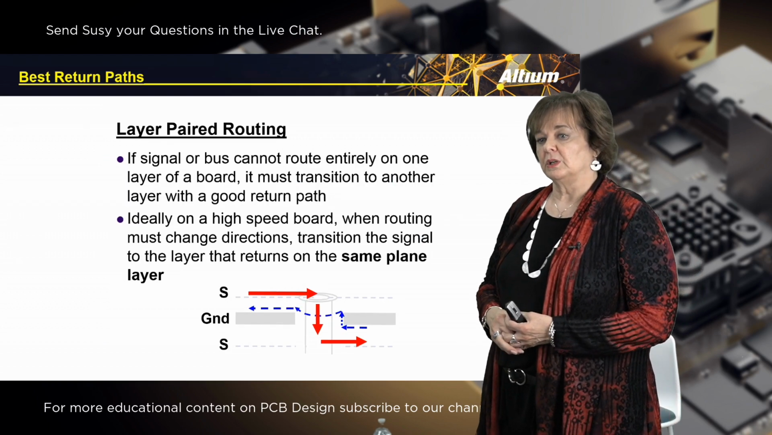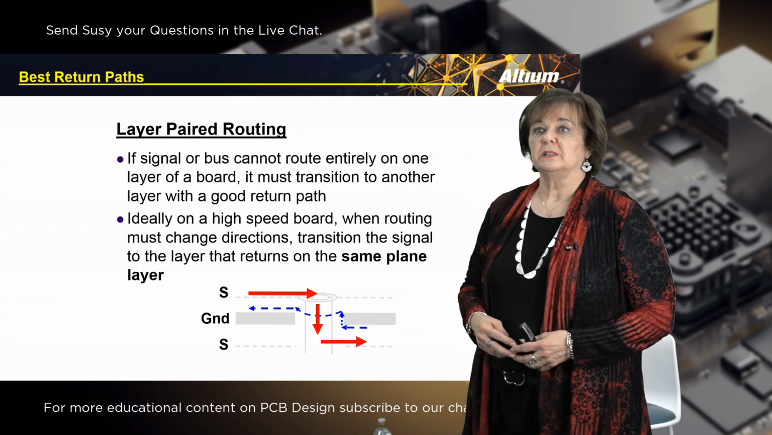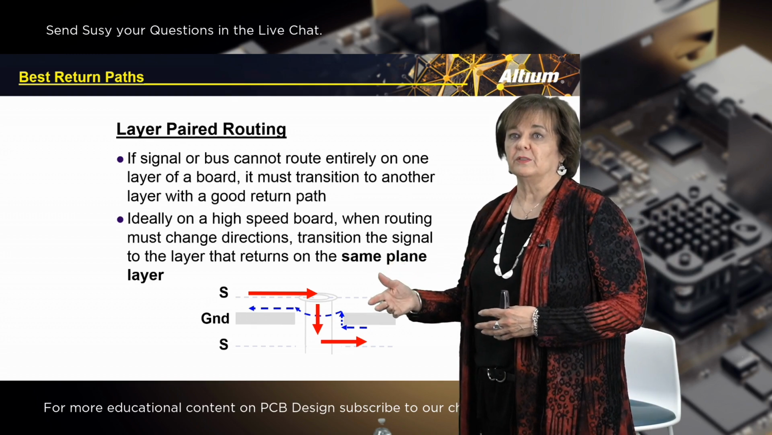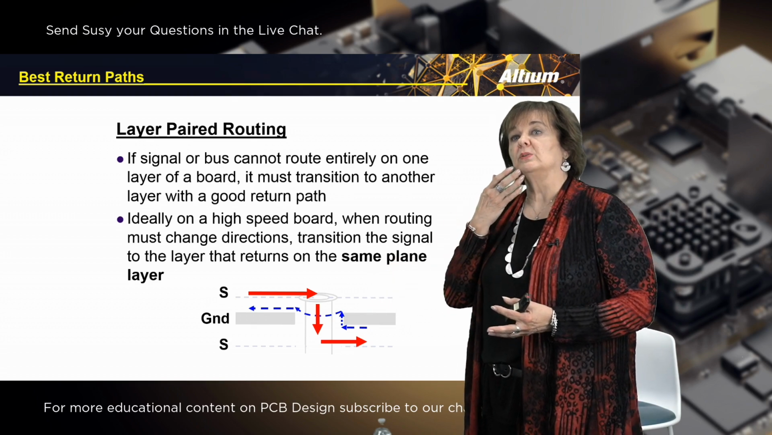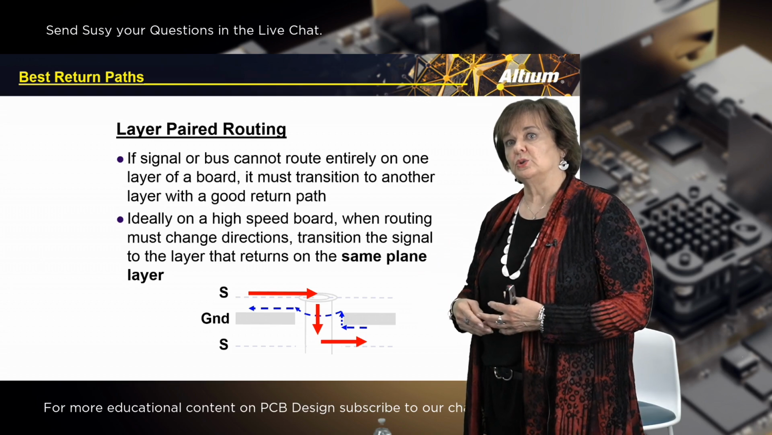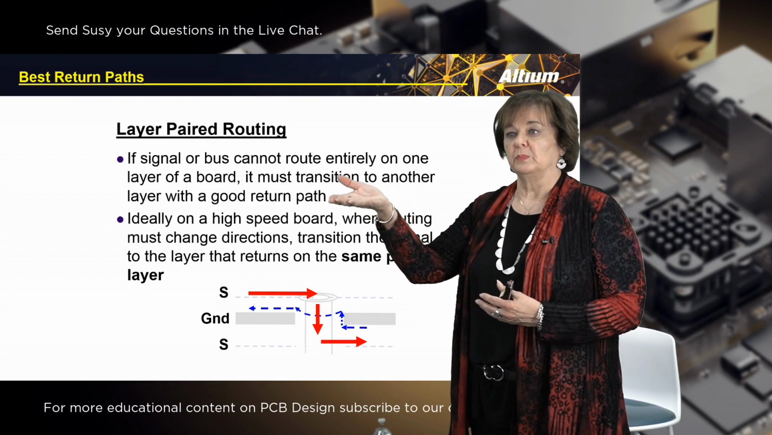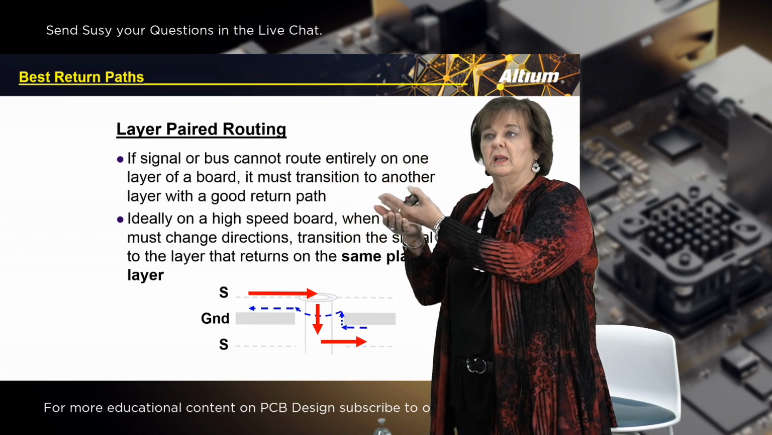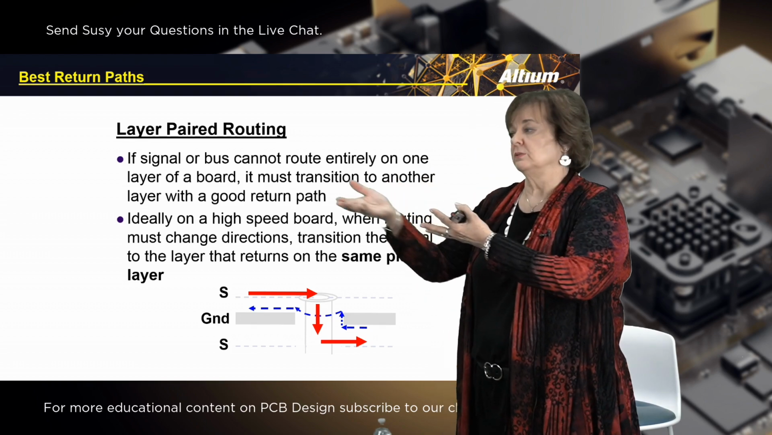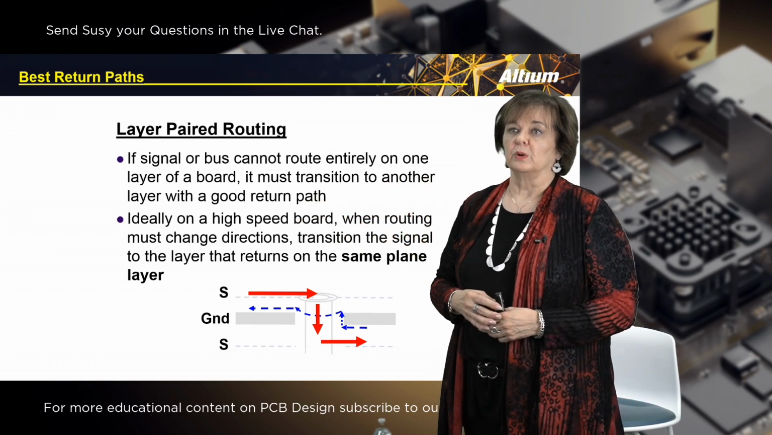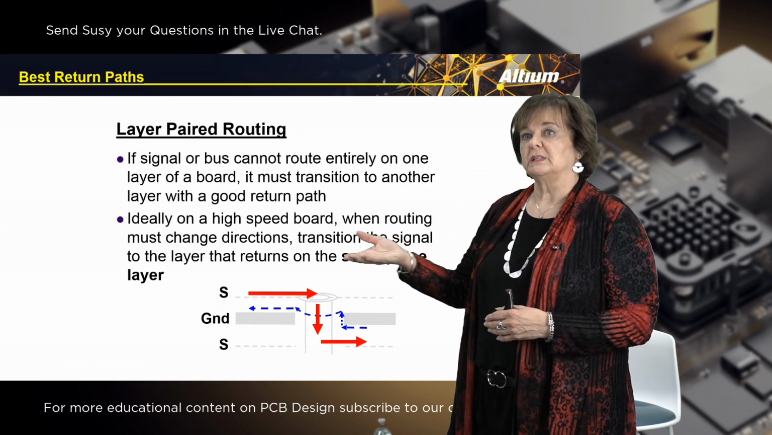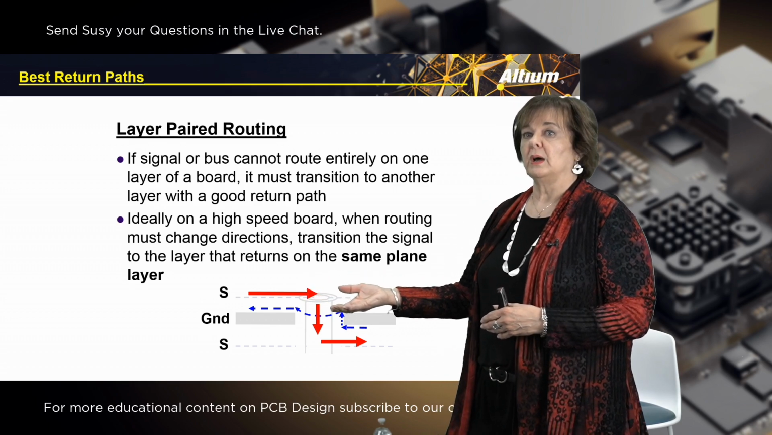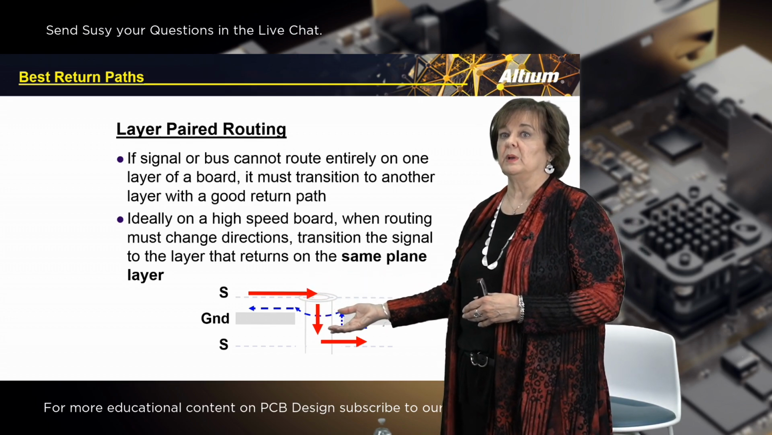Layer paired routing. I mentioned earlier we would talk about what layer paired routing was. If a signal or a bus cannot route entirely on one layer of the board, which is the best way for it to route, then it has to transition to another layer. So we'll take a signal from layer whatever and we'll take it to another layer and route it in the opposite direction, so that we can move the signal into another area of the board. In doing that, we would want to take the signal from the layer that we started on and route it to the opposite side of the same ground layer.